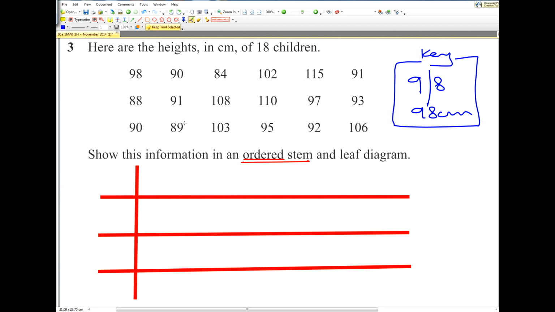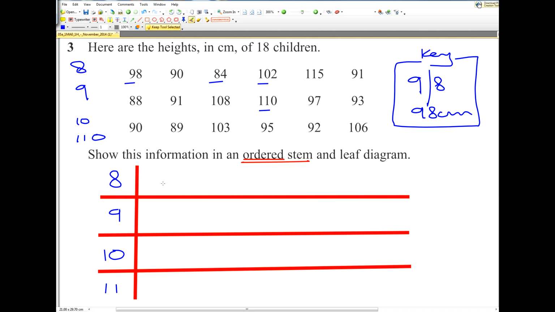Okay, now let's look at these numbers here. We have to put this into an ordered stem and leaf. We have numbers starting with the 90s, numbers starting with the 80s, and numbers starting with the hundreds. Any other numbers? So the starting points are 80s, 90s, 100s. We have the 100 ones and the 110 ones as well. So on the stem we can have 8, 9, then 10, and then 11.